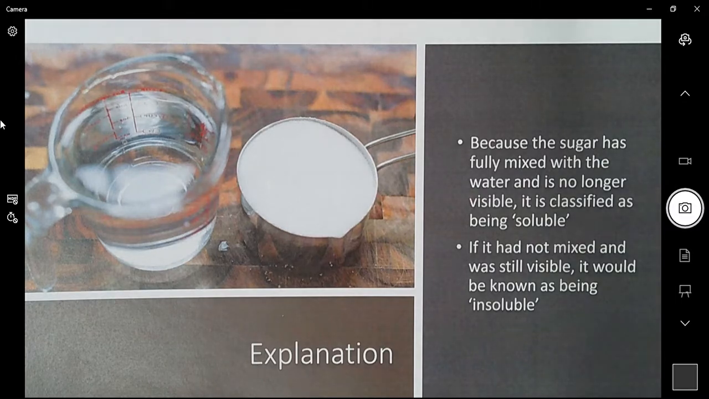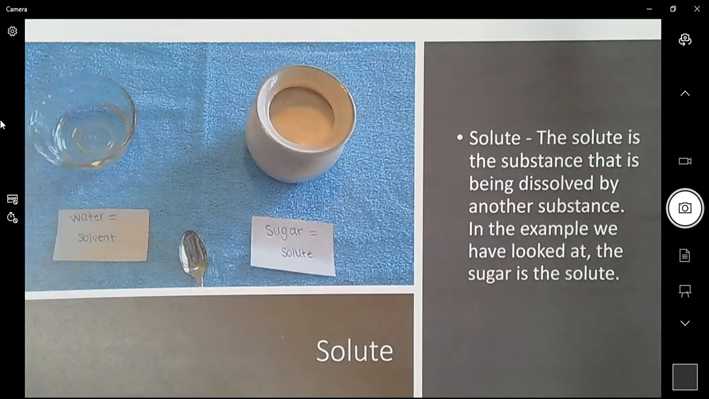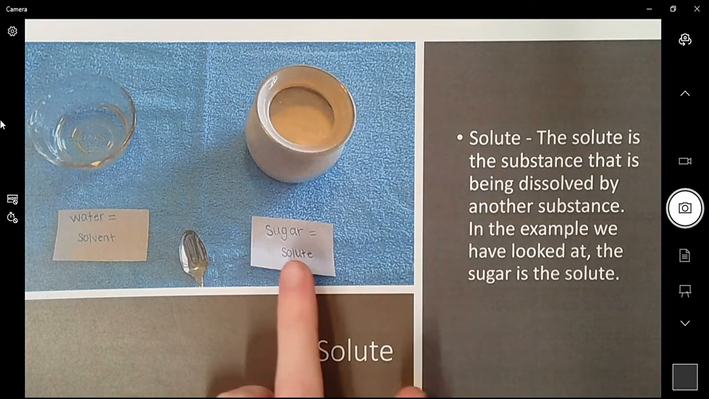So once more, my turn, soluble. Good. My turn, insoluble. Excellent. So they're the opposite of each other. Okay, another new word we have is solute. So you can see the solute here.